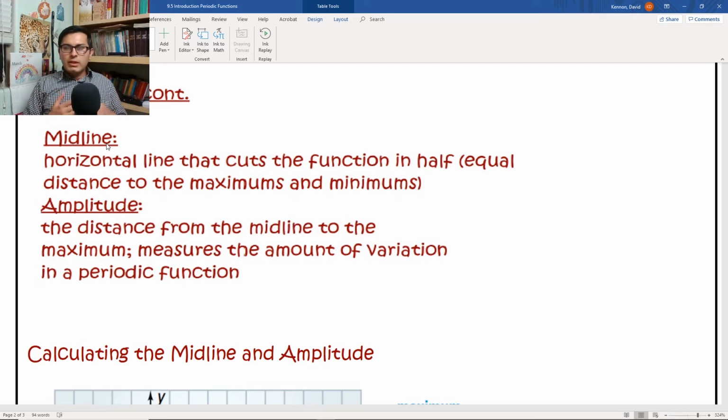A midline is the horizontal line that cuts the function in half, and the amplitude is the distance from that midline going up to the maximum or down to the minimum. So it's going to be the same on either side. And I know that still sounds confusing, but let's look at an example.